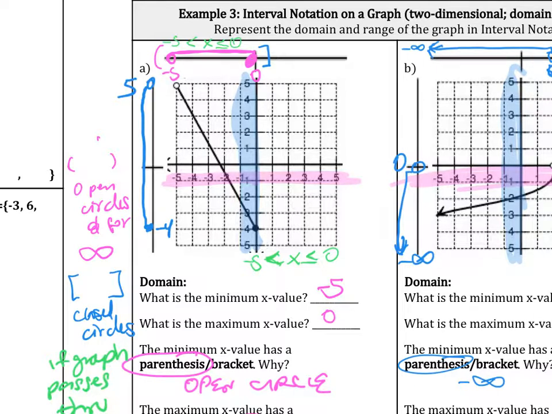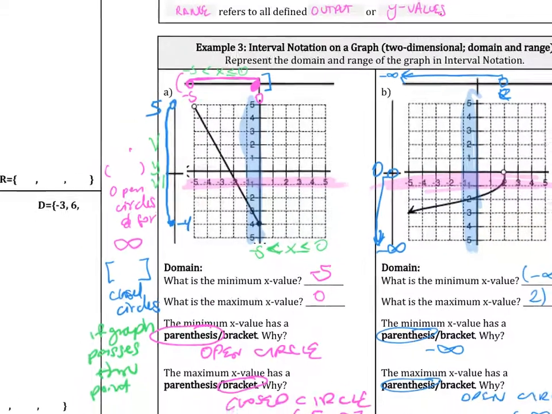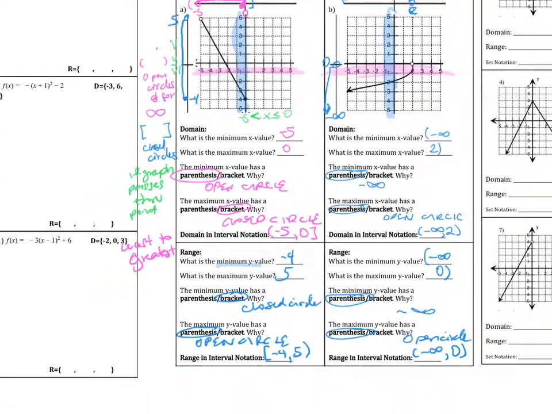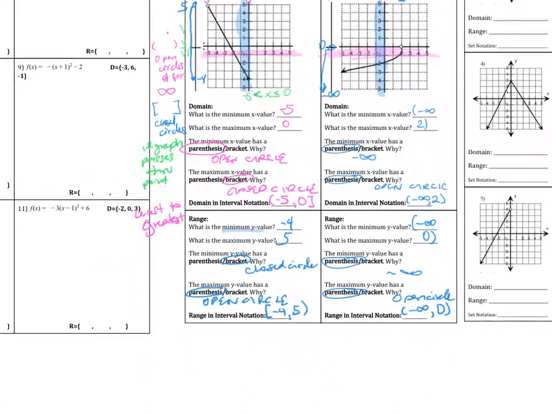So in our y's, y is between negative 4 and 5. So y is greater than or equal to negative 4, but it's less than that 5 value. Open, it's not equal to. So this is going to be, all the way at the bottom, y is between negative 4 with an equal to, and 5.